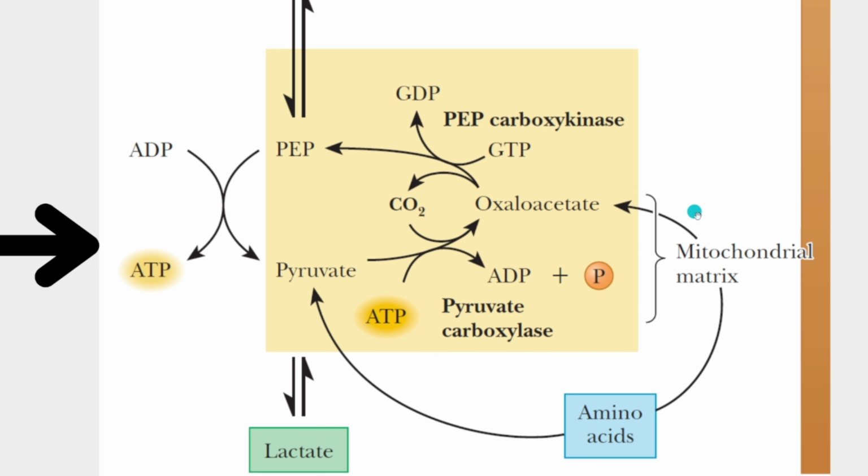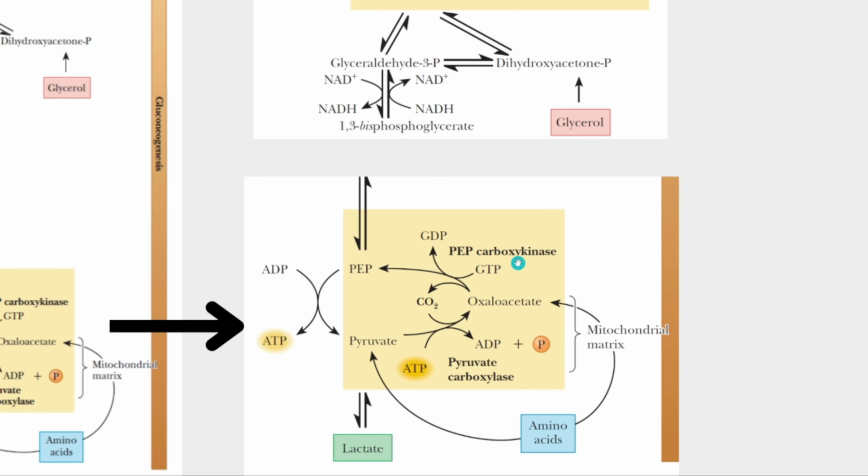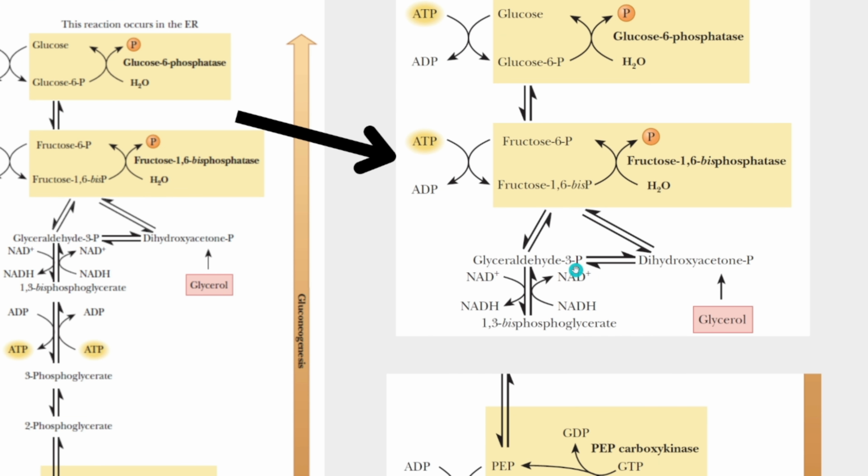This process happens in the mitochondrial matrix. When you form oxaloacetate from pyruvate, it occurs in the mitochondrial matrix. Why? Because oxaloacetate is found in the Krebs cycle, and the Krebs cycle happens in the mitochondrial matrix. After that, oxaloacetate forms PEP. Okay, so this is the first reaction. After that, you go back to here.